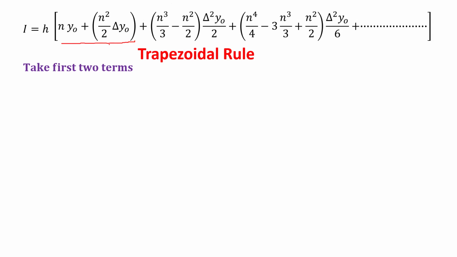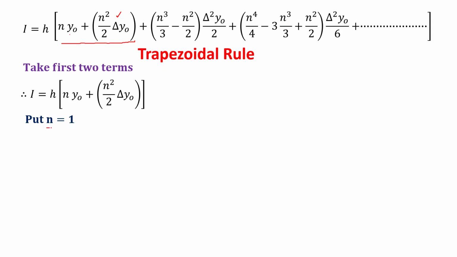So we consider I is equal to n y naught plus n square by 2 delta y naught. Now we substitute n equal to 1, since for the trapezoidal rule n equals 1. We consider only the delta y naught term; the n y naught term is common to all. For the trapezoidal rule we use n y naught plus this term. For Simpson's 1/3 we go for 3 terms, and for Simpson's 3/8 we have 4 terms. That we will see next.